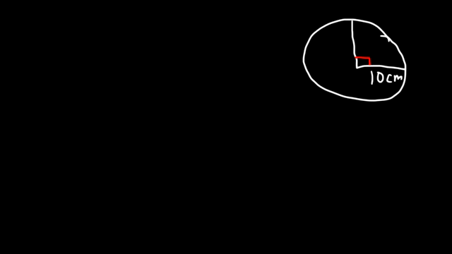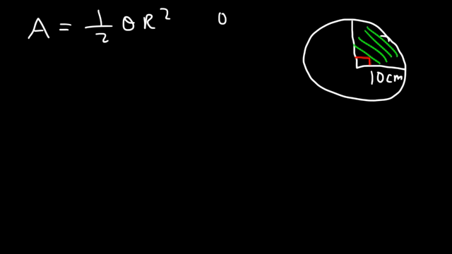Let's say we have a circle and we want to find the area of a fraction of that circle. Let's say this is 90 degrees, and we're given a radius of 10 centimeters. What is the area of the shaded region? How can we find the area of that sector of the circle? Well, you need to use this equation, 1/2 theta r squared. But this equation only works if theta is in radians.